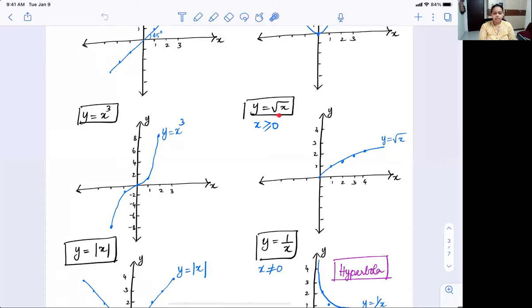And then you have y equals square root of x. Notice that this function is only defined when x is greater than or equal to 0. So that's the domain for that function, because in the real space, the square root of a negative number is not defined. So we stay in the first quadrant here, and I plot out y equals root x like that.